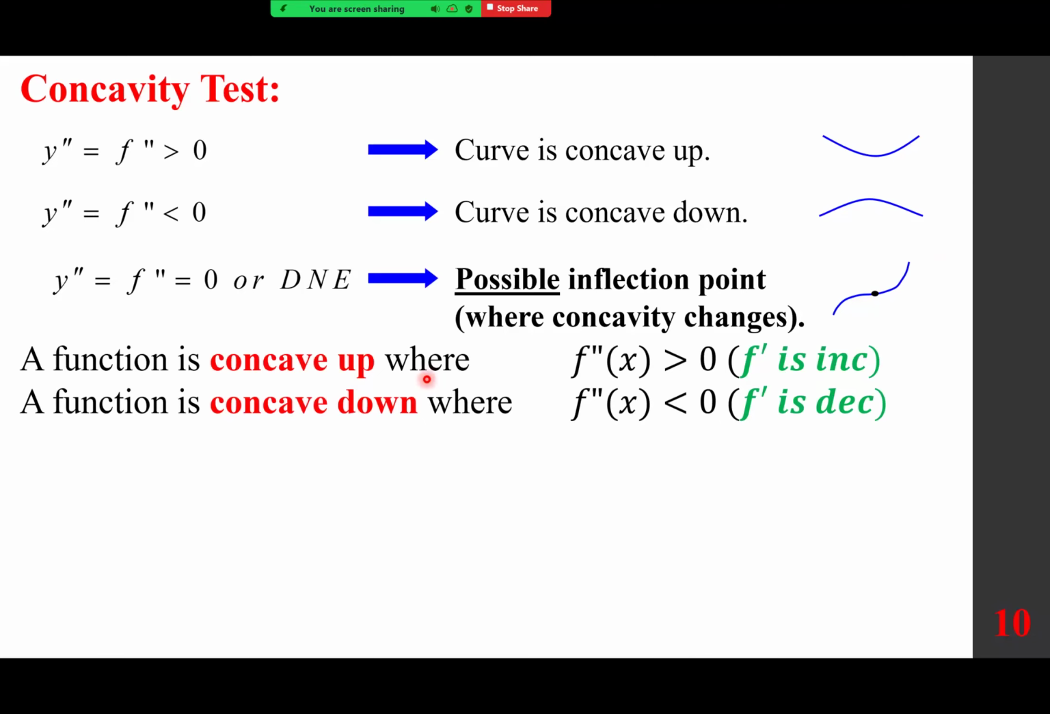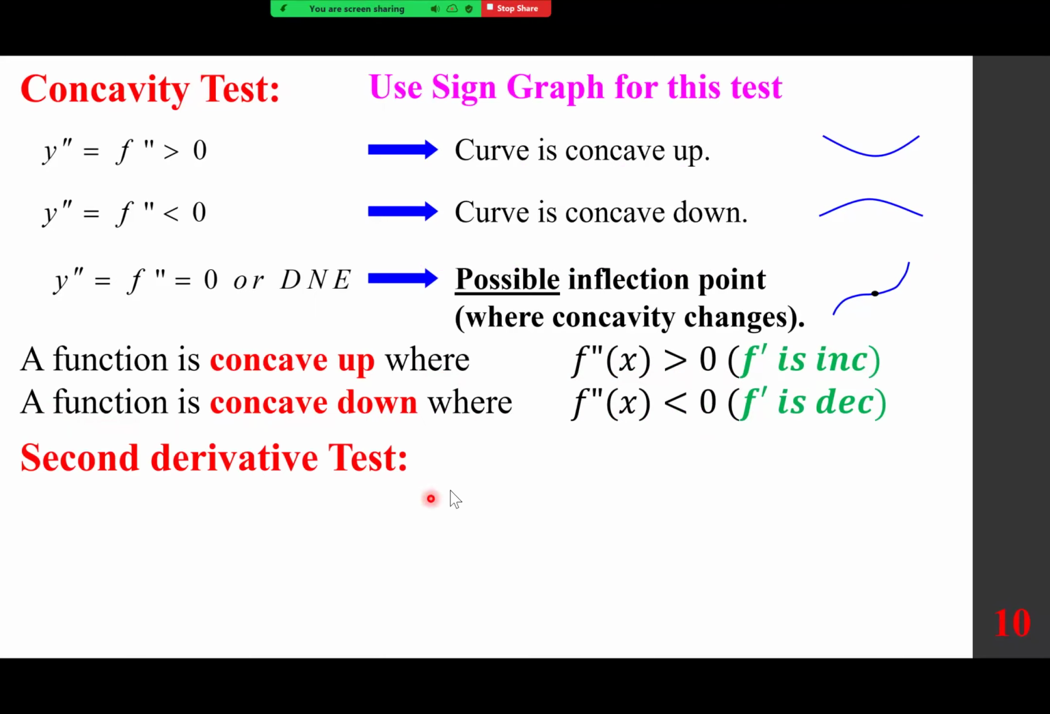A function is concave up where f double prime is positive, which means f prime is increasing, and a function is concave down where f double prime is negative, which means f prime is decreasing. Now, we don't want to mix this up, and the process is to use the sign graph for this test. We don't want to mix this up with the second derivative test. The second derivative test uses the second derivative, and sometimes people confuse the two.